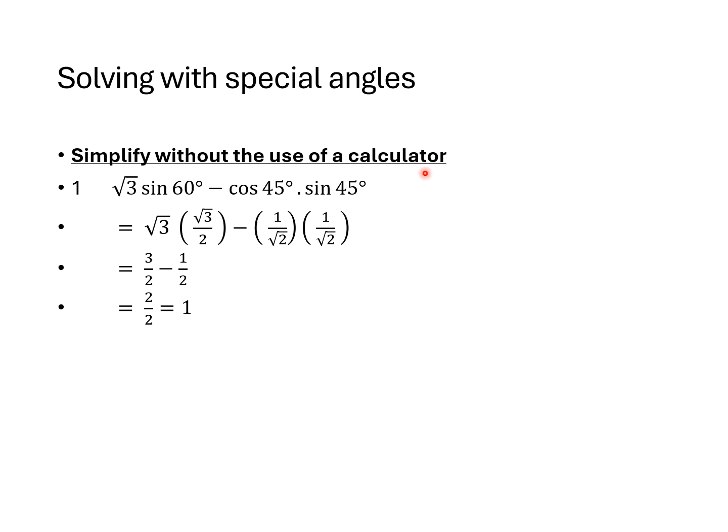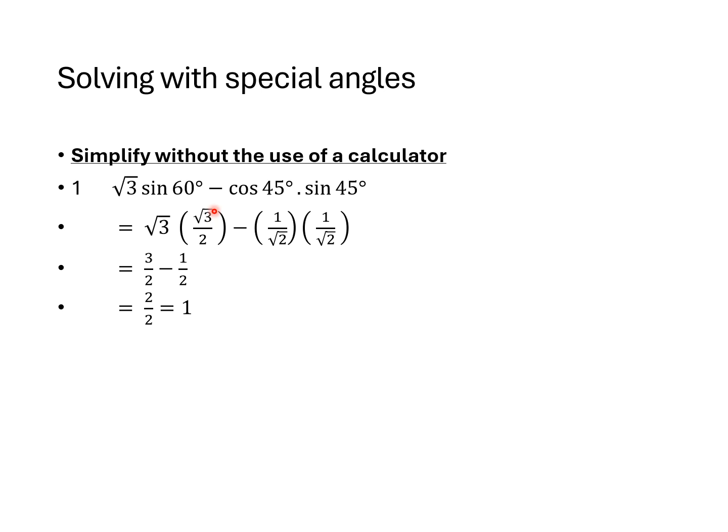Simplify without the use of a calculator. So 1 here we gave you square root 3 sine 60 minus cos 45 sine 45. So without the use of a calculator, square root 3 sine 60 is square root 3 over 2. Cos 45, if we use a calculator, it will give me square root 2 over 2. Therefore, I can mark you wrong. Without the calculator, 1 over square root 2, sine 45, 1 over square root 2.